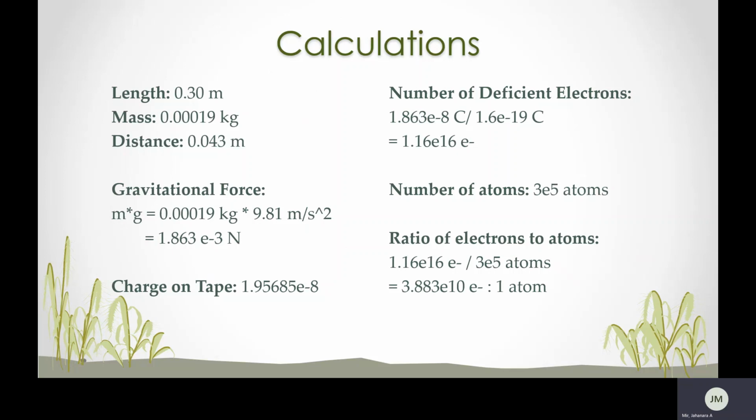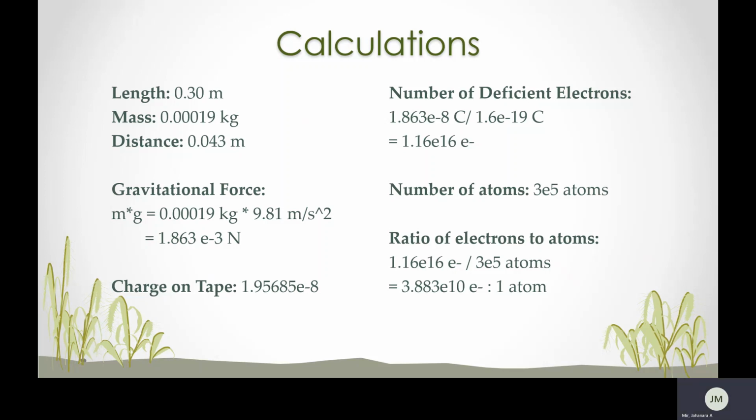For calculations, we found the magnitude of the gravitational force. Then we also found the charge on the tape, using the net force in the y direction. We also determined the number of electrons on the tape, which is the excess electrons, basically the charge calculated divided by the charge on one electron.